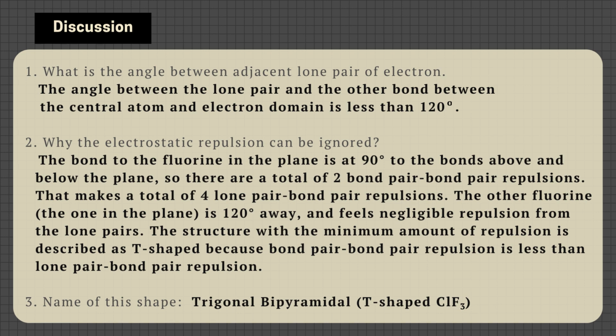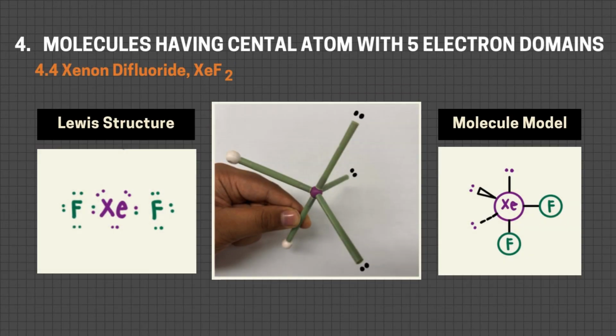The structure with the minimum amount of repulsion is described as T-shaped, because bond pair-bond pair repulsion is less than lone pair-bond pair repulsion. Number 3, the name of the shape. The name of the shape is trigonal bipyramidal, or we can say a T-shaped chlorine trifluoride. So for the fourth molecule that has a central atom with 5 electron domains, we have xenon difluoride, which is XeF2.